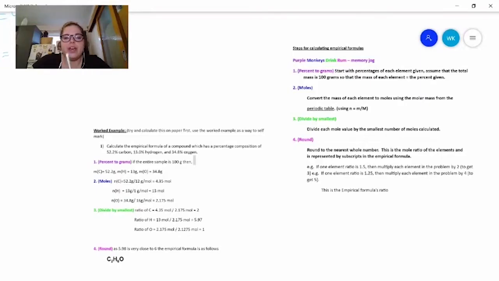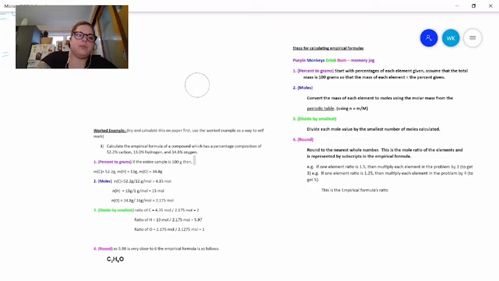Alright, so we know what a molecular formula is. A molecular formula indicates how many moles of each atom are in 1 mole of that substance. So, for example, we've got lovely H2O. For 1 mole of water, there are 2 moles of hydrogen and 1 mole of oxygen.